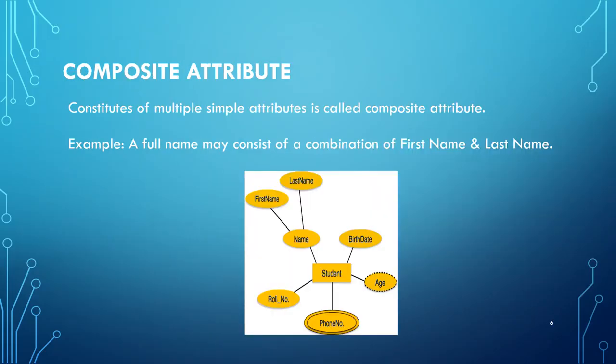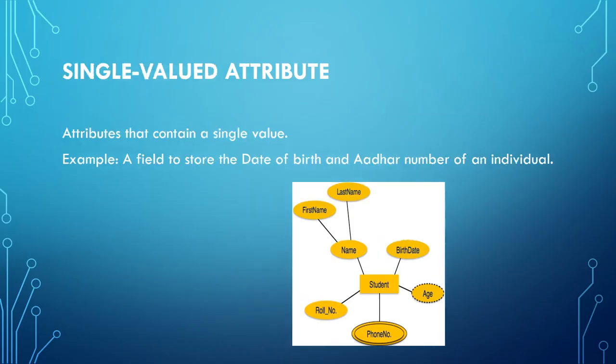Composite attribute. An attribute that can be split into components is a composite attribute. In simple terms, composite attributes are composed of one or more simple attributes. In the given example, a name can be further split into first name, middle name and last name. Single value attribute. The attribute which takes up only a single value for each entity instance is a single value attribute. In the given example, age and date of birth of the student are examples for single value attributes.